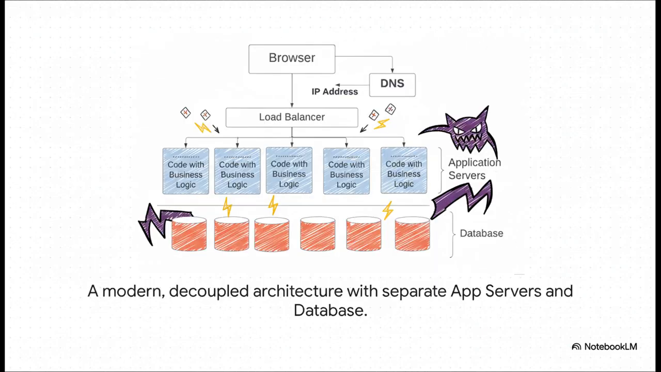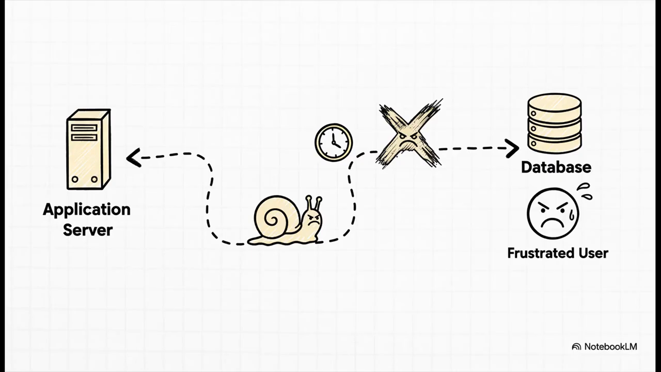So the obvious solution, right? You separate them. You put the brain, that's your code, on its own servers and the memory, the database, on another. Now this is a huge leap forward for scalability. But, and there's always a but, in solving that one big problem, we've just created a brand new one. And that new problem is latency.